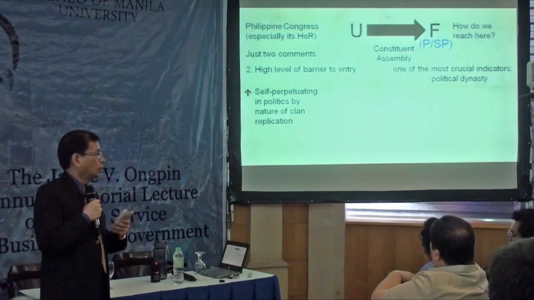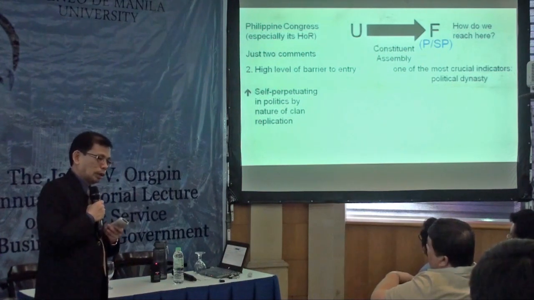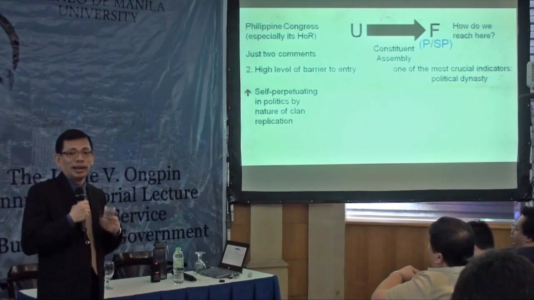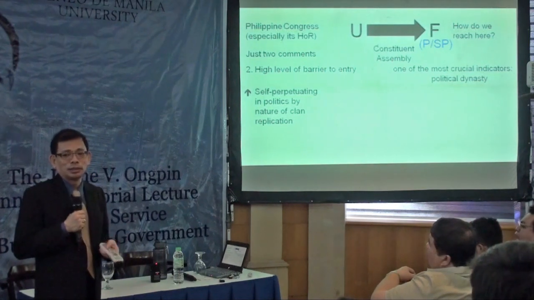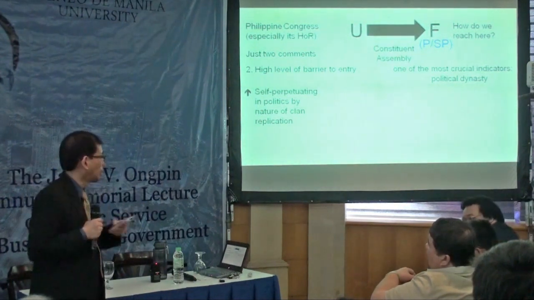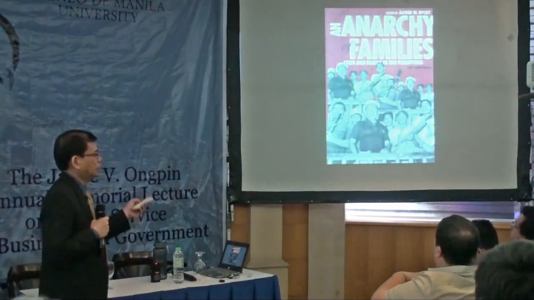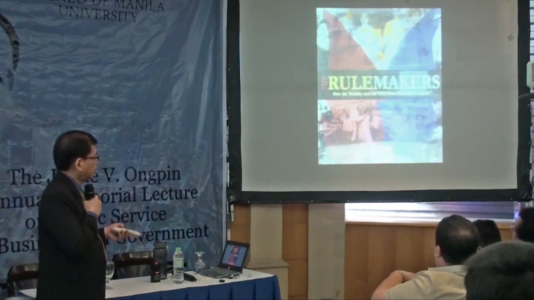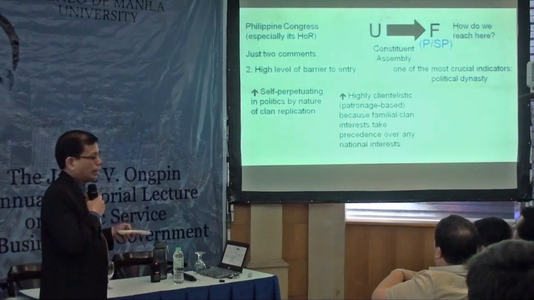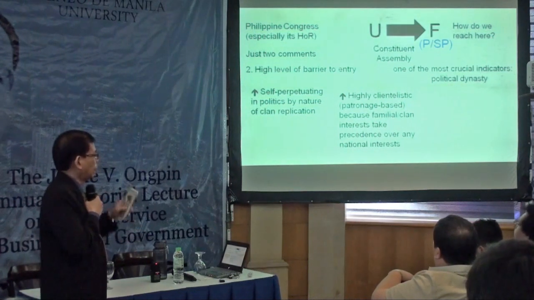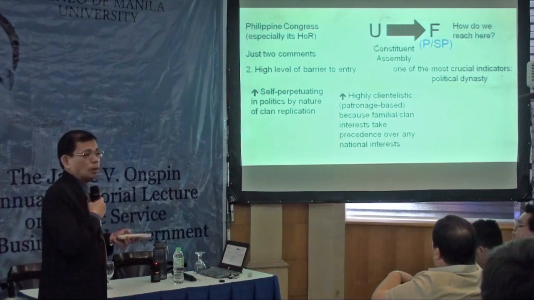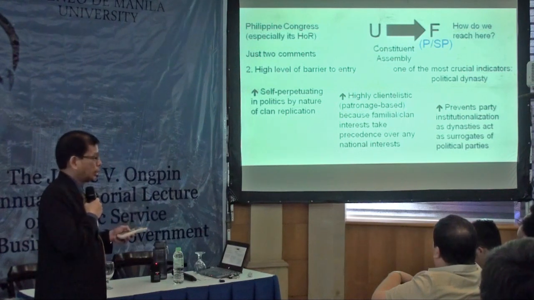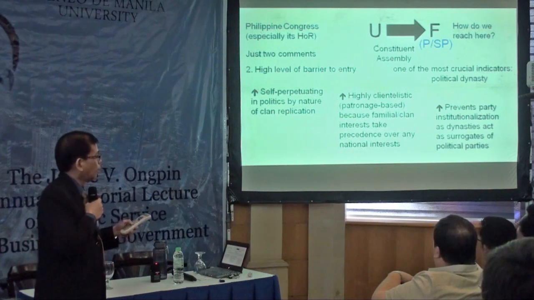The pernicious effects of this high level of barrier to entry are well known in political science. First, they're self-perpetuating in politics by nature of clan replication. Fathers beget sons, sons beget grandsons for the first father. This would be the argument of the anarchy of families, also by Alfred McCoy, as well as PCIJ's rule makers. Second, it is highly clientelistic and patronage-based, because familial clan interests take precedence over national interests.